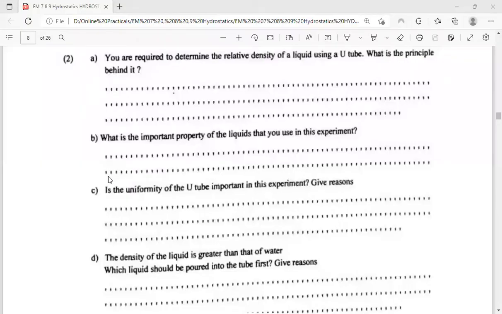No, because the pressure only depends on the height of the liquid column. The cross-sectional area will not impact the pressure of the liquid columns.